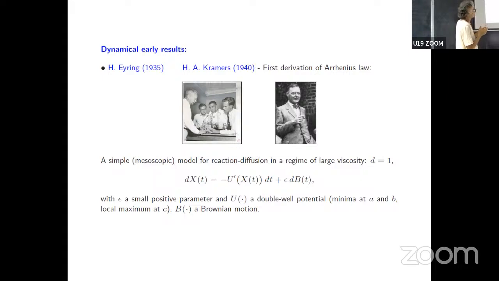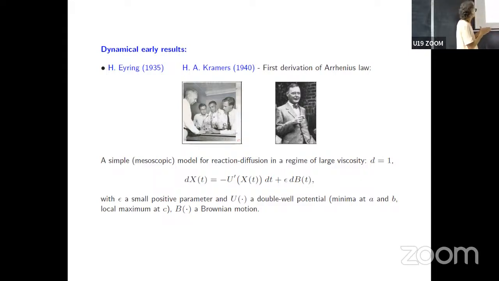but we are already thinking of something which, whenever we put in Brownian motion, is already not microscopic, it's mesoscopic. There is a different scale. So there is the very important work of A. N. Kramers, which can be understood as a first derivation of Arrhenius law in mathematics.